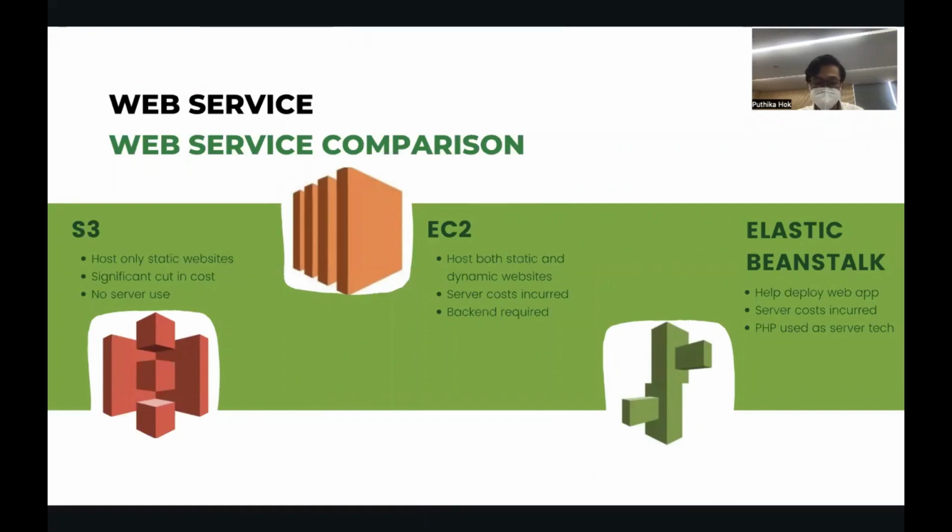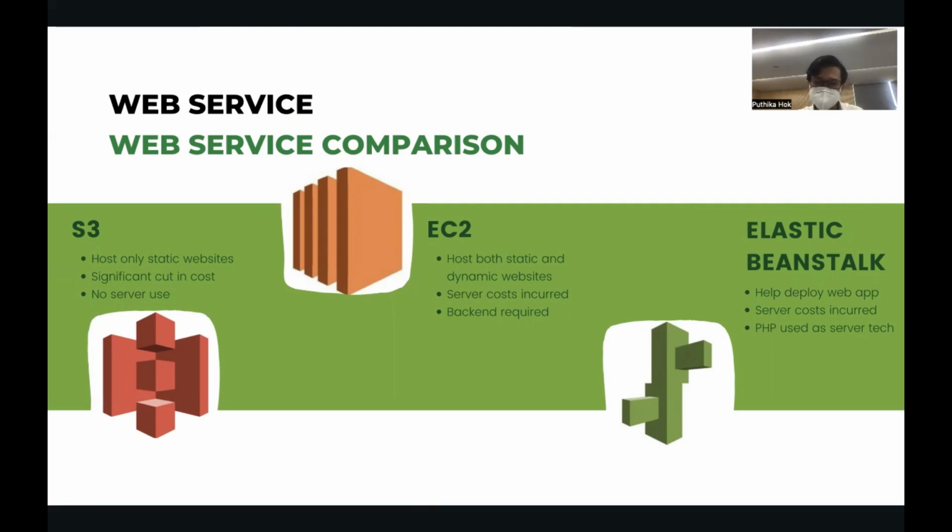But why, instead of hosting on EC2, do we choose to host on S3? So first, let us compare S3, EC2, and Elastic Beanstalk. First of all, I want you to keep in mind that our website is a static website, which is a decisive factor, including the server cost factor, in deciding which server to host on. S3 basically allows you to host a static website. It only hosts static websites, and there is a significant cut in cost because it has no server technology and no server is used.